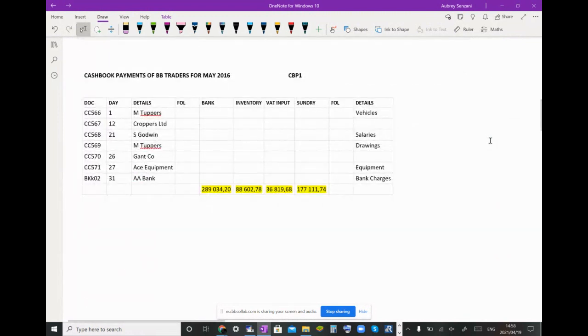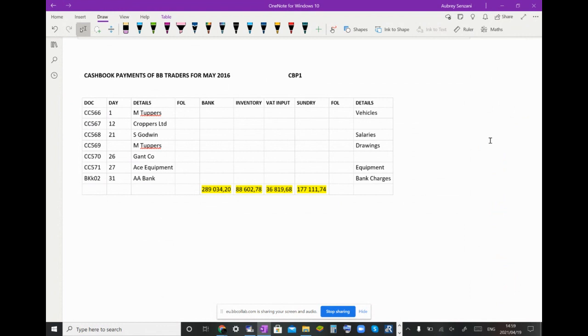I'll give you guys a break first. Let's just record maybe two transactions. So the first transaction in the cash payments journal happened on the 1st. Okay? And there what was happening, we were buying a delivery vehicle.